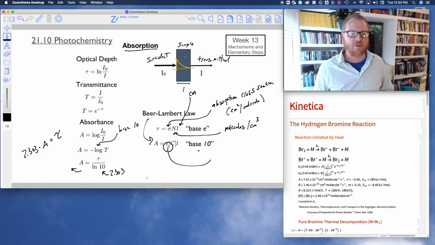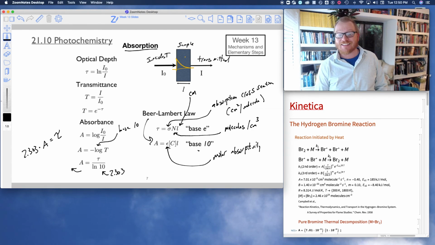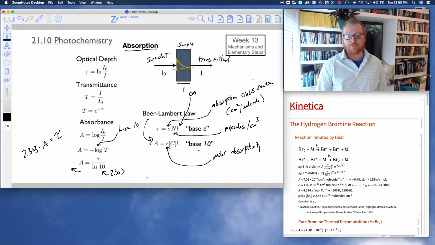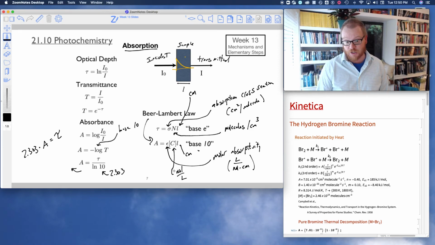What you're more familiar with, this epsilon term, is the molar absorptivity, which in fact is really the same thing as the absorption cross-section. However, the units are different. We know that molar absorptivity is liters per mole per centimeter. This is concentration in moles per liter, and then this path length is still the same, still centimeters. So that still cancels out all of our units, if concentration is expressed in moles per liter.